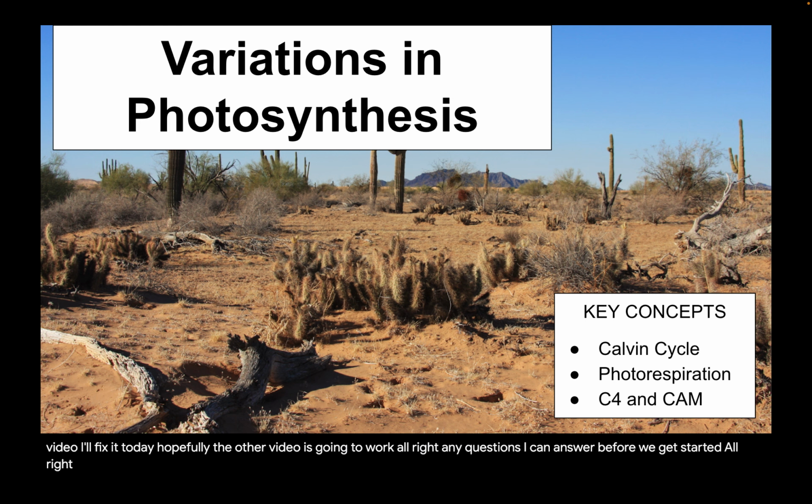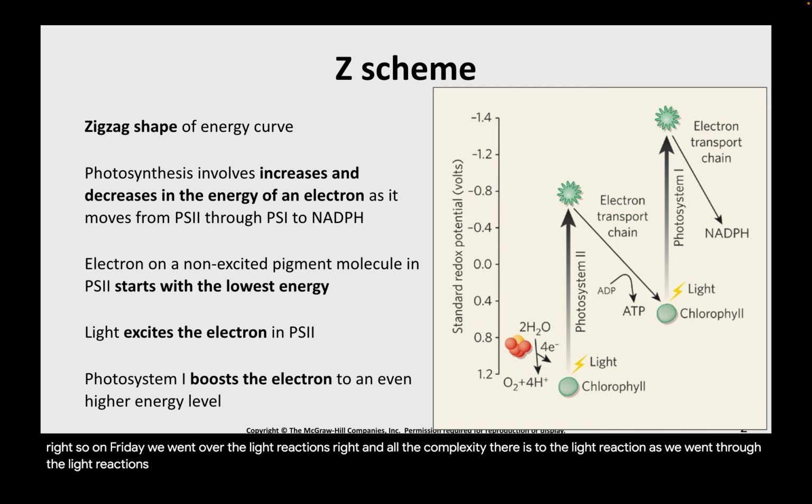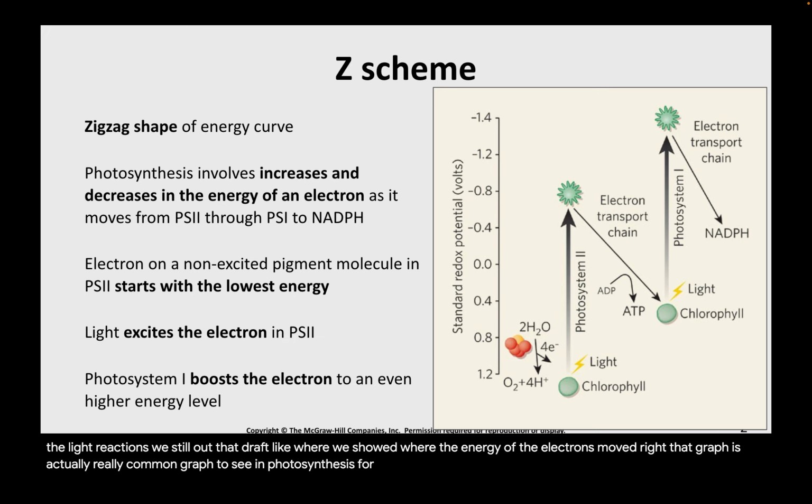All right, so on Friday, we went over the light reactions, right, and all the complexity there is to the light reactions. As we went through the light reactions, we filled out that graph, right, where we showed where the energy of the electrons moved. That graph is actually a really common graph to see in photosynthesis for the light reactions. It has a name even. It's called the Z-scheme, right?